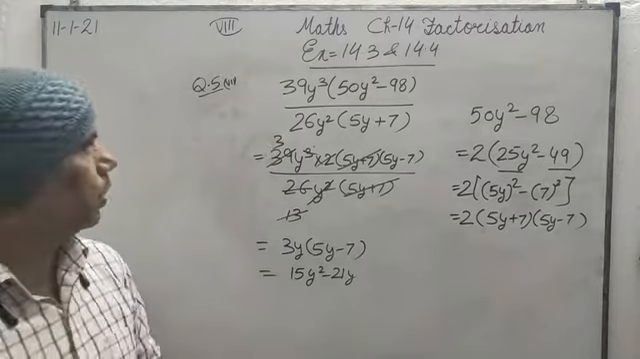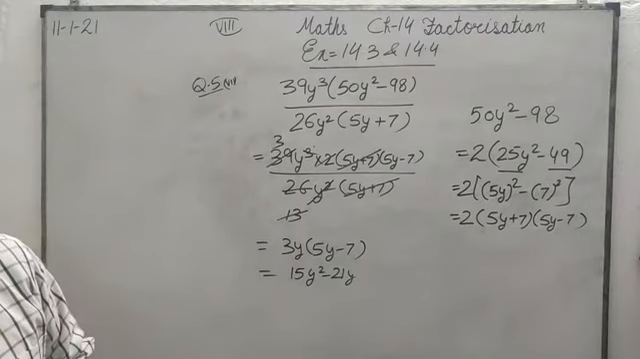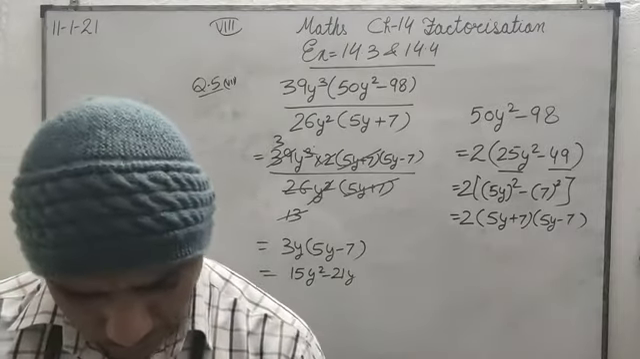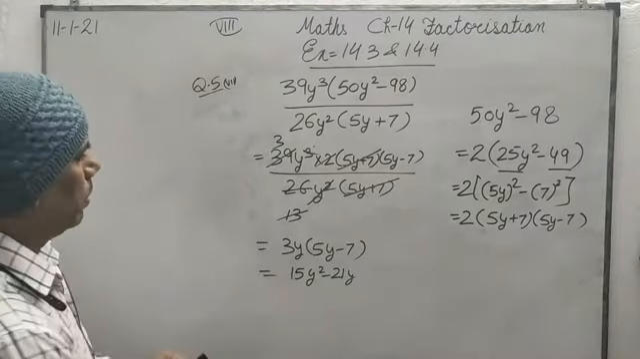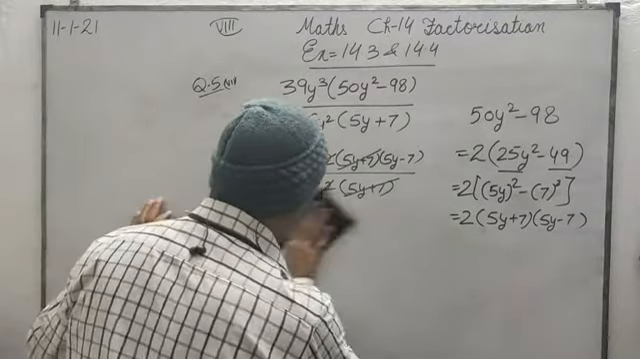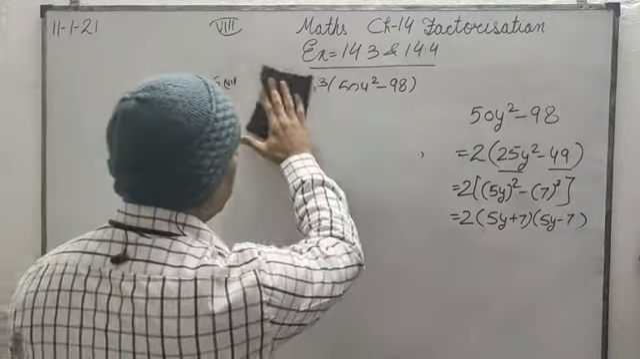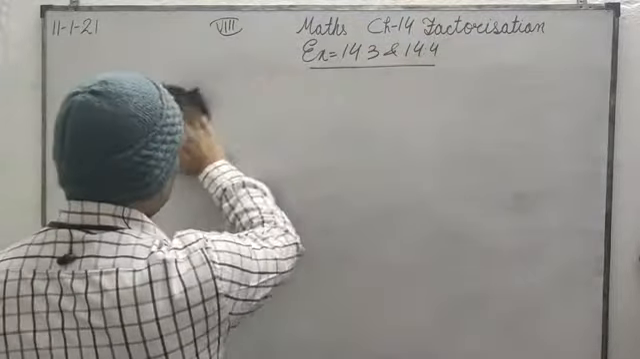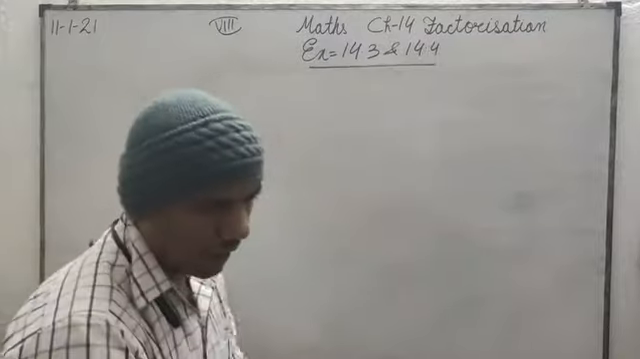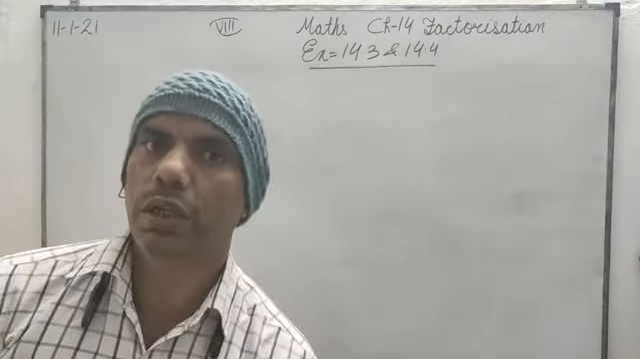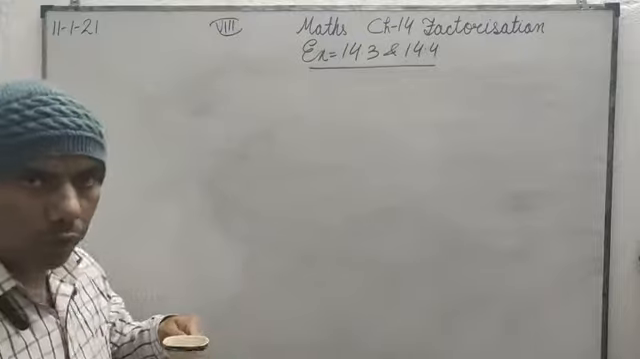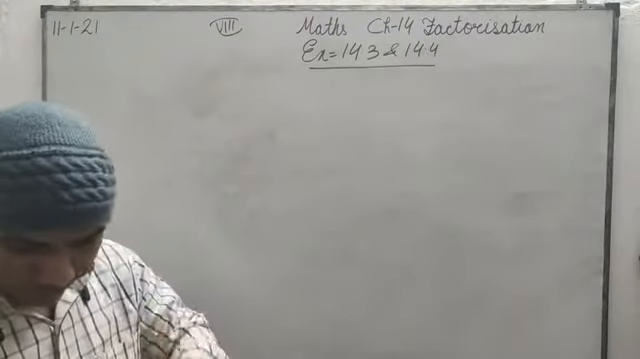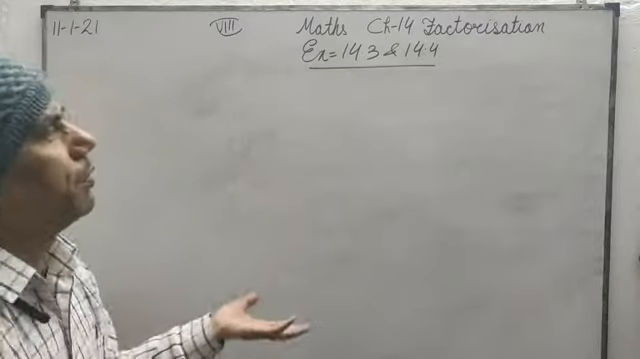Now, for the last exercise from chapter 14, that is 14.4. A bit of a lengthy exercise, but in this you need not factorize. You need not take common. You will have to see what mistake is there in the question. The question is wrong. The right hand side and left hand side are not equal. And why they are not equal, what mistake he has done, that you will have to mention, or that you will have to correct.